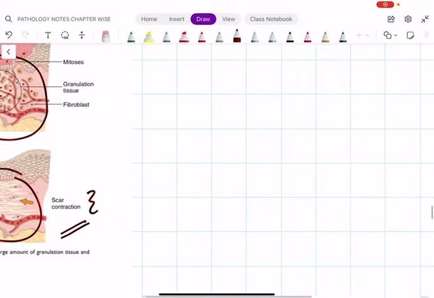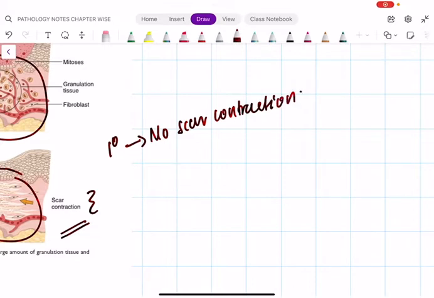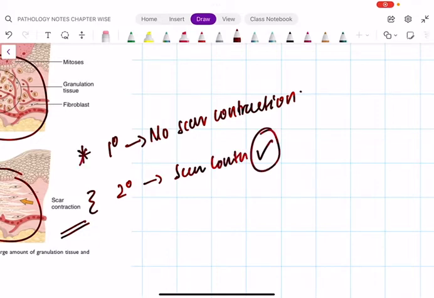scar contraction. Here comes a question: in primary intention, there is no scar contraction. Please don't write that there is no scar formation in primary intention. In primary intention, the scar formation is there, which is minimal, and there is no scar contraction. Whereas in case of secondary, scar contraction is present. Very, very important point. Star it.